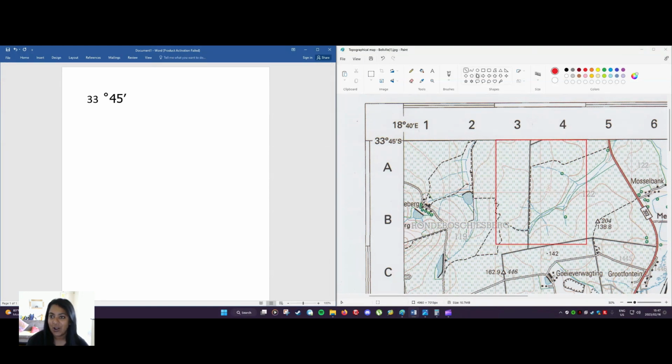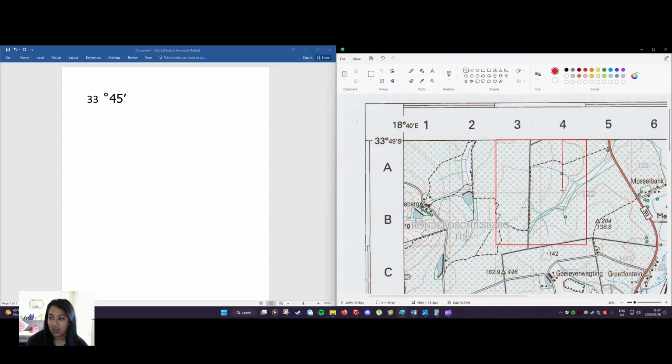Now we need to work on our seconds. So the first thing we're going to do is we're going to take our ruler and we are going to measure from the top of the block to the center of the tree. So I'm going to take my ruler, go on my map and have a look. And to me, that looks like 29 millimeters. Remember, we're always doing millimeters.